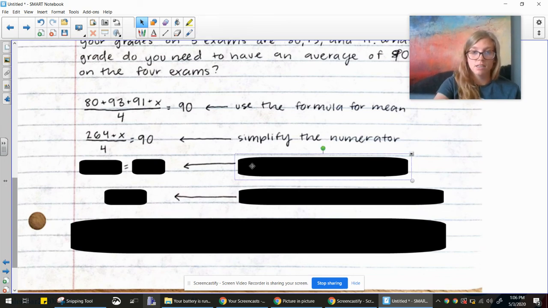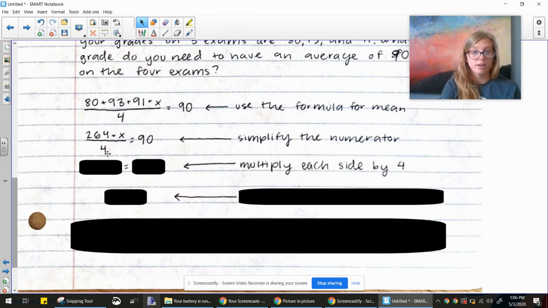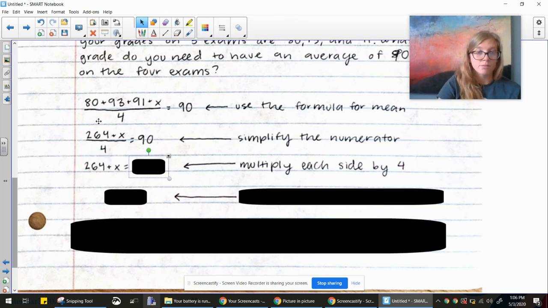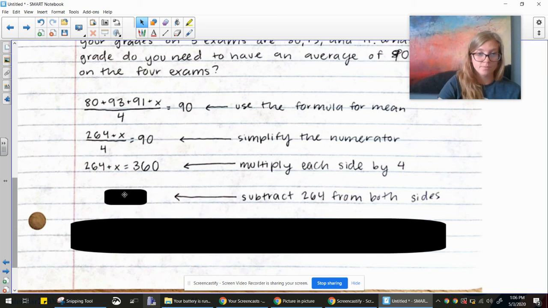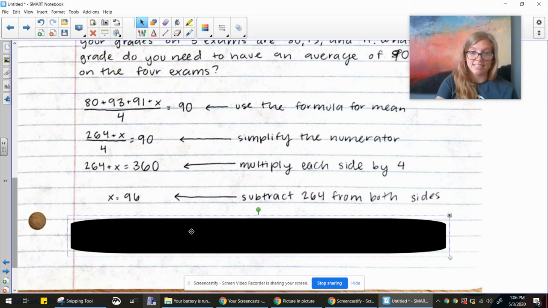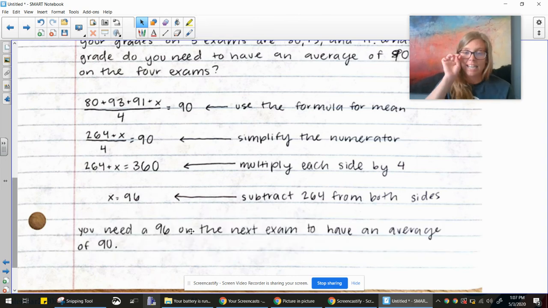Then we can multiply each side by 4. So 264 plus X times 4 and 90 times 4. That removes the 4 from the denominator of this fraction and makes the right side of my equation equal to 360. Finally, I can subtract 264 and I get 96. So in order for this student to have an average of an A, they need to get a 96% on their next exam.